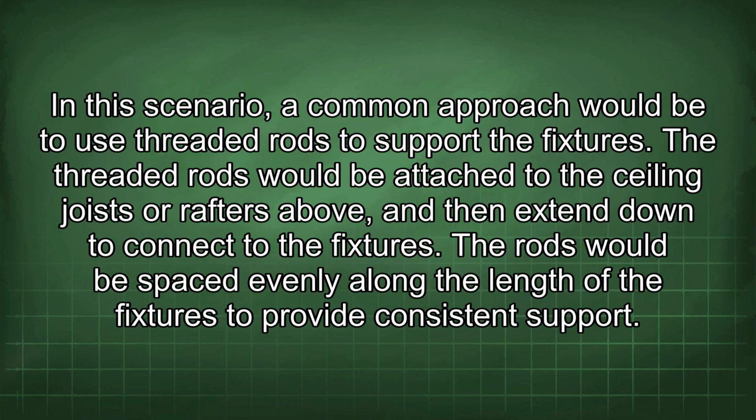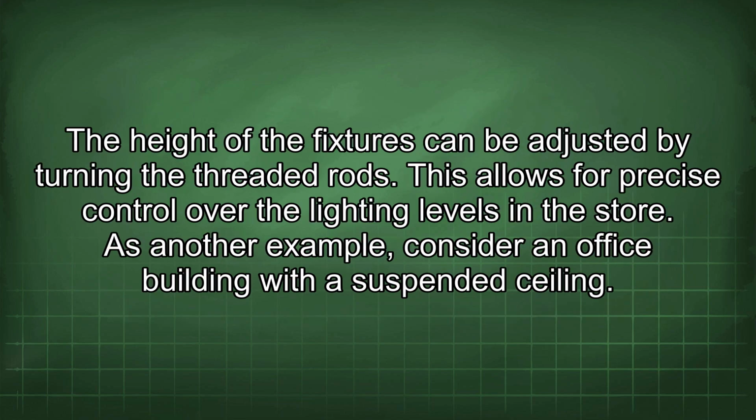In this scenario, a common approach would be to use threaded rods to support the fixtures. The threaded rods would be attached to the ceiling joists or rafters above, and then extend down to connect to the fixtures. The rods would be spaced evenly along the length of the fixtures to provide consistent support. The height of the fixtures can be adjusted by turning the threaded rods. This allows for precise control over the lighting levels in the store.